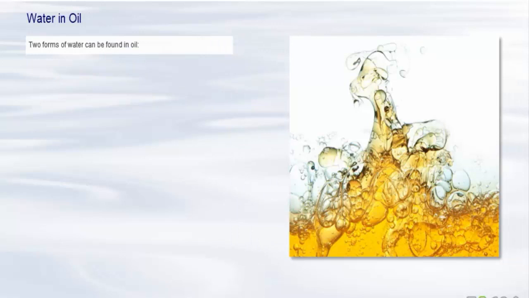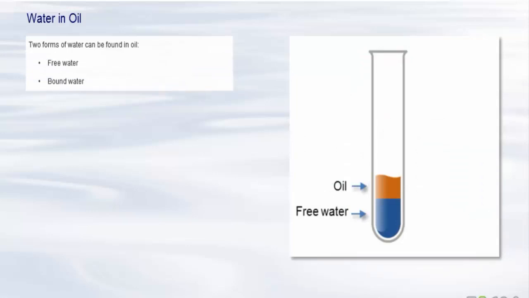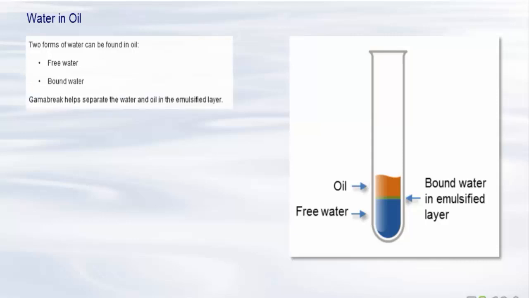Two forms of water can be found in oil: free water and bound water. Free water, which is all the water that freely separates from the fuel, is usually easy to remove. But the bound water, while it is usually a small fraction of the total water in a fuel, is much more difficult to extract. In many cases, an emulsified layer forms at the interface between the oil and water, much like a salad dressing when it is shaken. This emulsion is sometimes difficult to separate, and then a product like Gamma Break is needed.